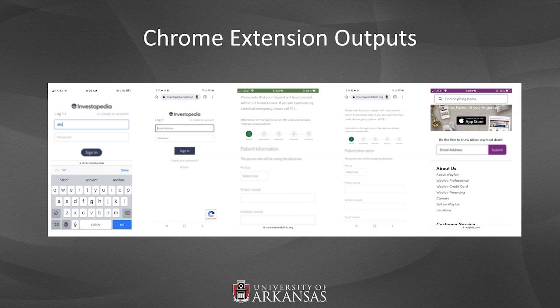And these are some of the Chrome extension output images. The 5 examples are tested on iOS systems or Android systems. The first 2 web pages contain credential input fields and they are rendered blurry. The third and fourth examples have patient information wrapped up in a form and the form is blurry. The last screenshot has a single email input field for subscription and only that field is rendered blurry.